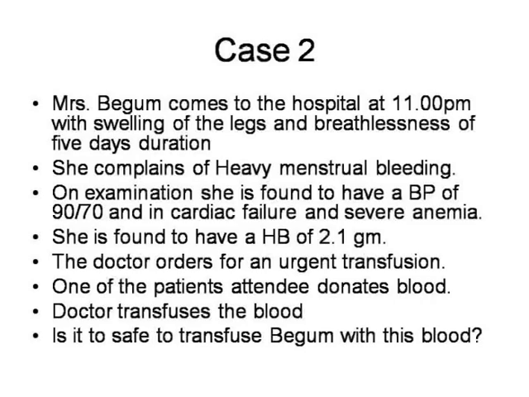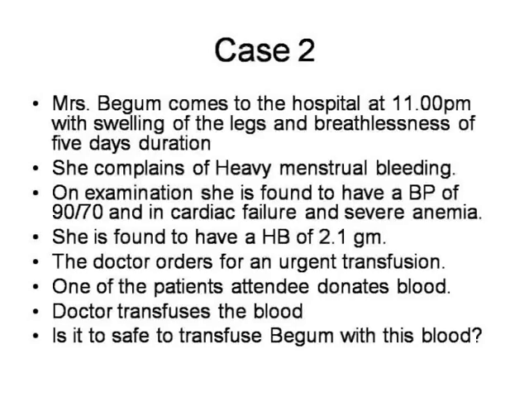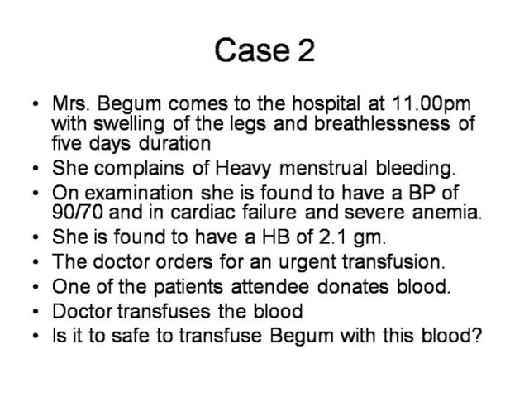Okay. Now we have a second case. Mrs. Begum comes to the hospital at 11 p.m. in the night with swelling of the leg, breathlessness of 5 days duration, and complaints of heavy menstrual bleeding. On examination, she is found to be in shock and is having cardiac failure, severe anemia. Hemoglobin is found to be 2.1 grams. The doctor orders an urgent transfusion. One of the patient's attendees donates blood. The doctor transfuses the blood. Is it safe to transfuse Begum with the blood which they have received in the emergency?